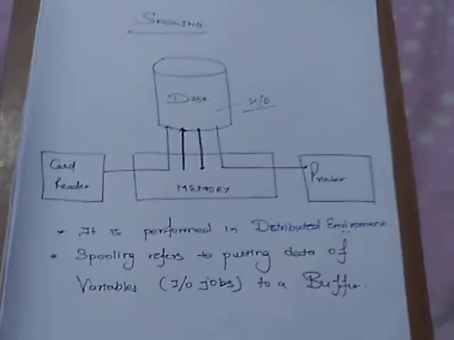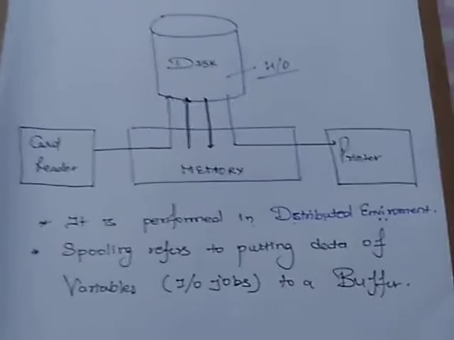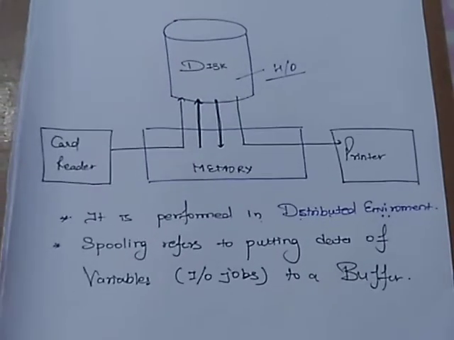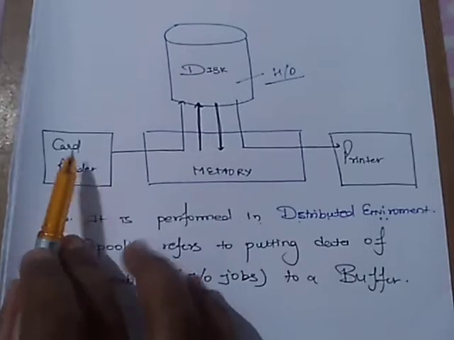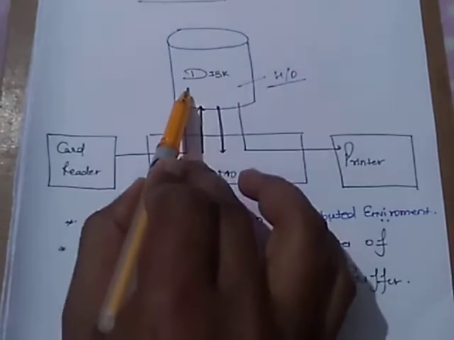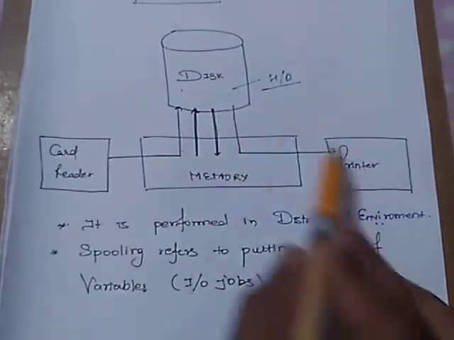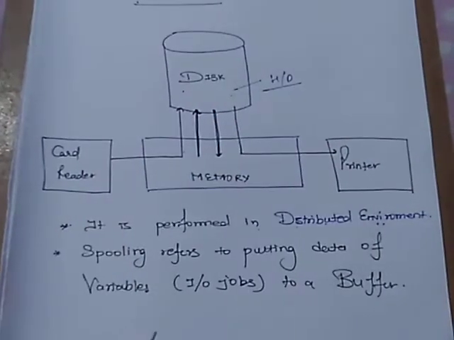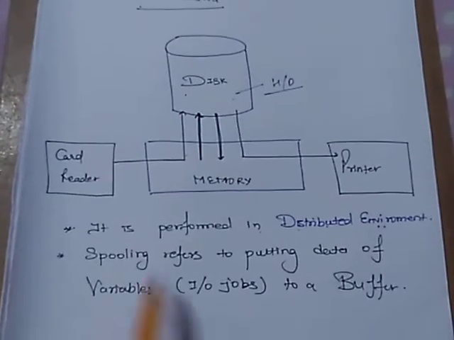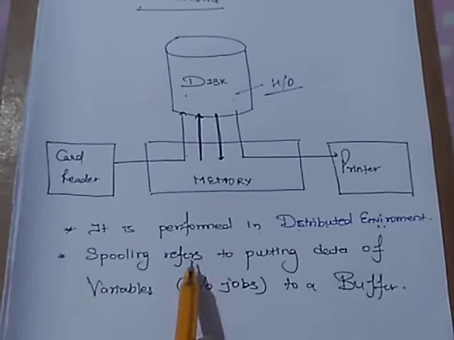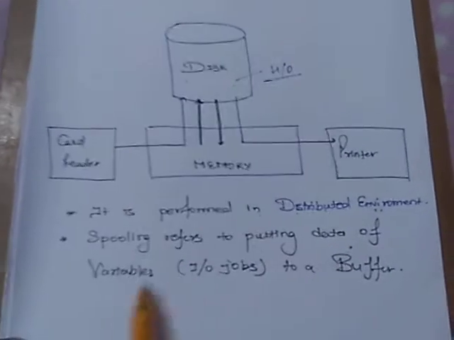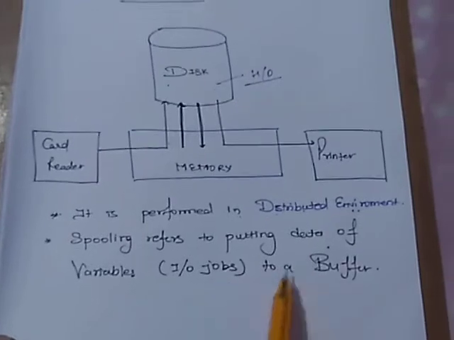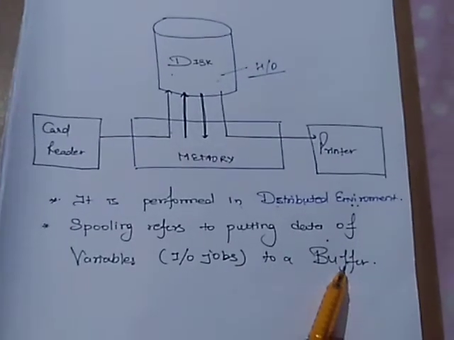Now, it refers to simultaneous peripheral operations online. For example, a card reader is attached to a memory, to a disk, and you have to print, a printer is attached, etc. Now, spooling refers to putting data of variables, that is input output jobs, to a buffer.